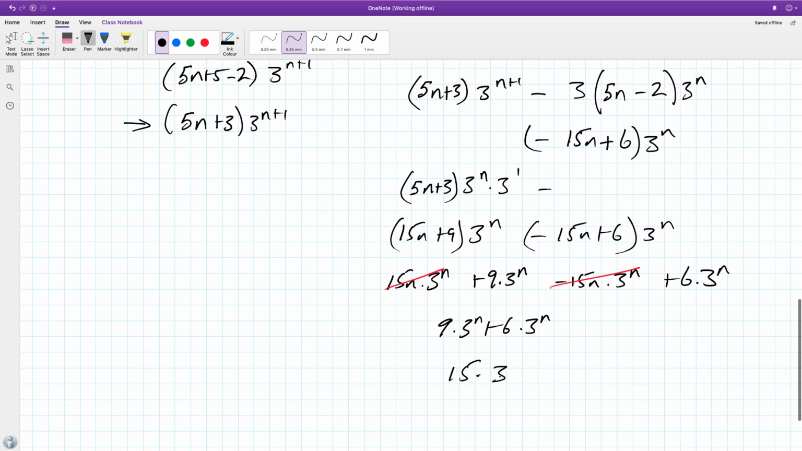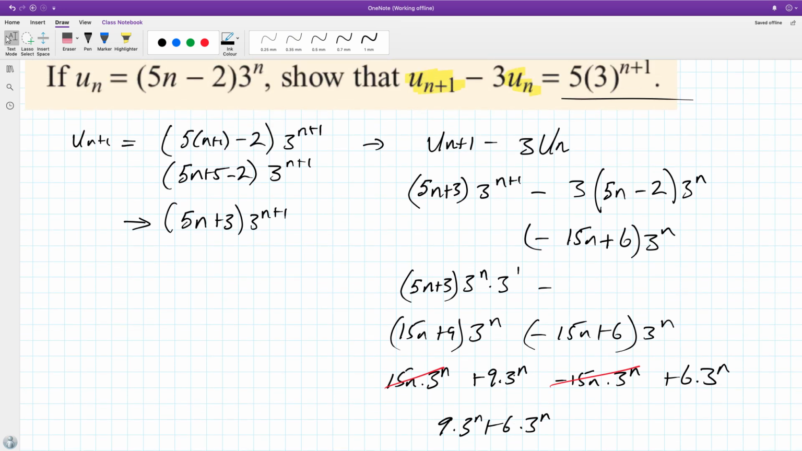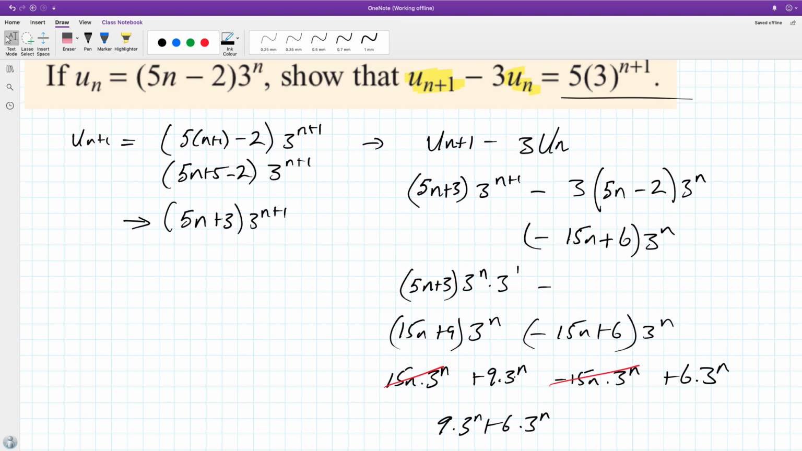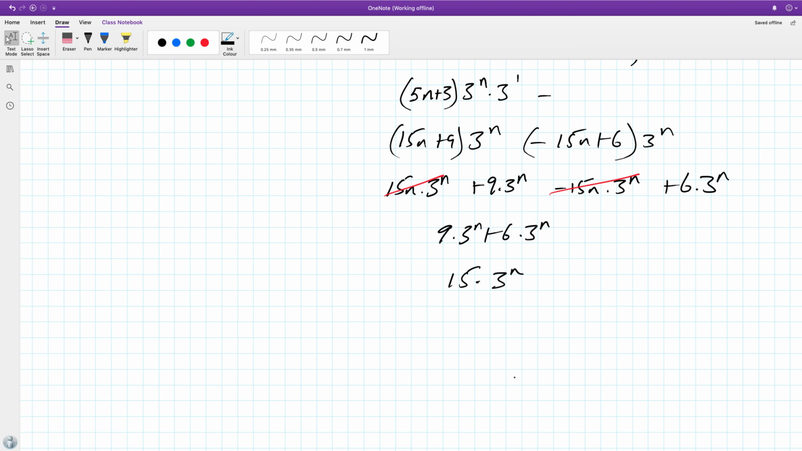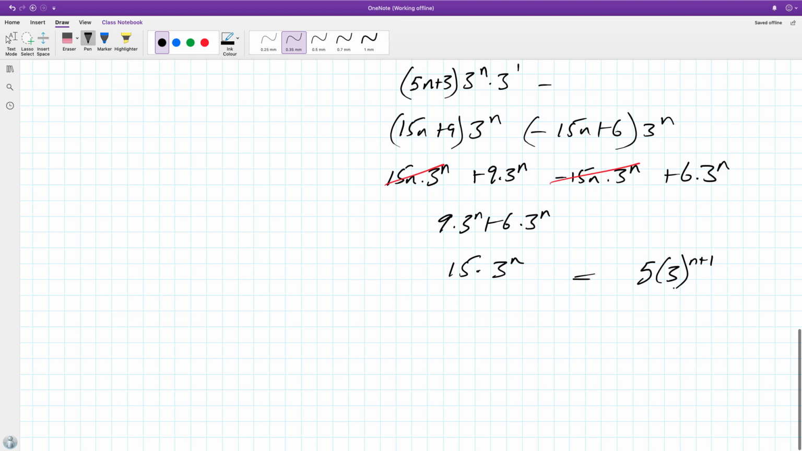15 by 3 to the power of n. Still not how they want me to finish it up. Very close. They want me to be left with 5 times 3 to the power of n plus 1. Very, very close. Just need to do one more. I'll even show you what we want. We want to be left with 5 times 3 to the power of n plus 1. Come on. Split 5 into what? 5 by?